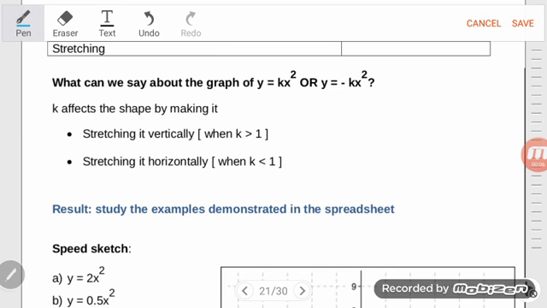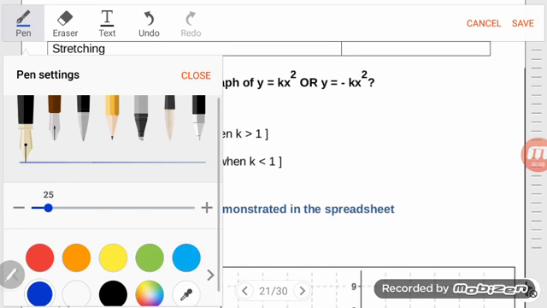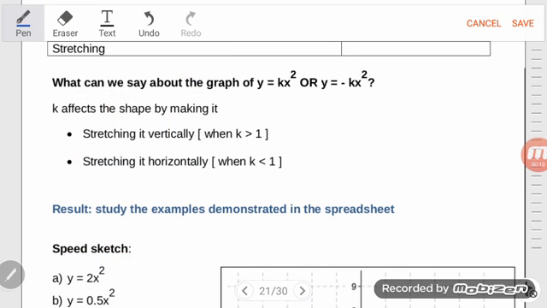Okay, so in the past videos, I've gone over translating them, but I have not gone over stretching them vertically or horizontally. So now is the time for that.